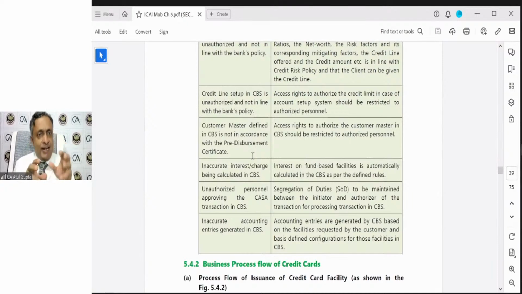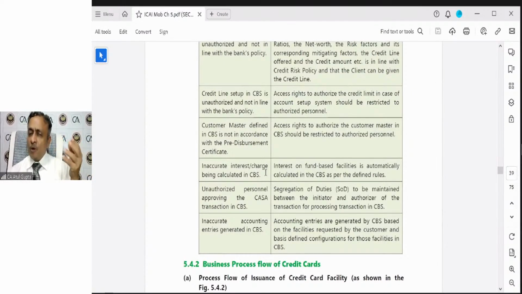So link it to the para 1 discussion. I told you that when you talk of credit line setup for a current account and saving account, you look in terms of the facilities that the banker is providing to that individual. So link this pre-disbursement also to the facilities. Then, access right to authorize is again restricted only to an authorized person. Then inaccurate interest charge. This is a system issue, that inaccurate interest is being charged.